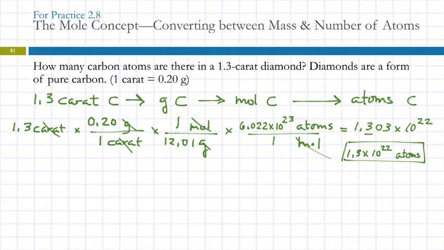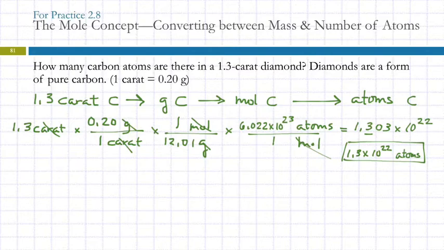Any questions? It's always good to look at your answer and ask yourself if that's reasonable. Is it reasonable to have this ginormous number of atoms in this diamond? Yeah, because atoms are crazy small. Anytime you have enough substance to see, you're going to have a huge number of atoms. Question?